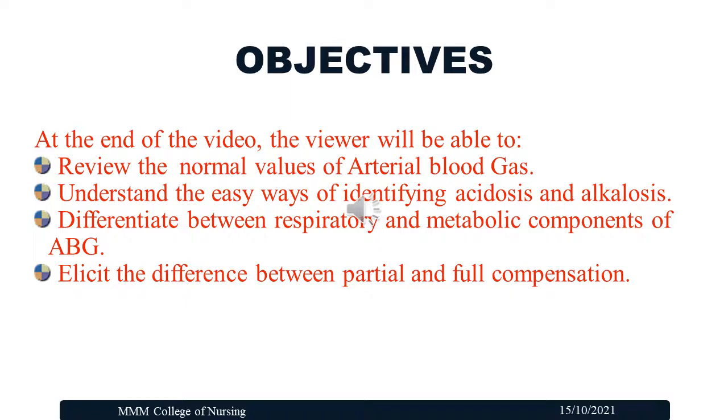Well, the objectives are to review the normal values of arterial blood gas, understand the easy ways of identifying acidosis and alkalosis, differentiate between respiratory and metabolic components of ABG, and to elicit the difference between partial and full compensation.